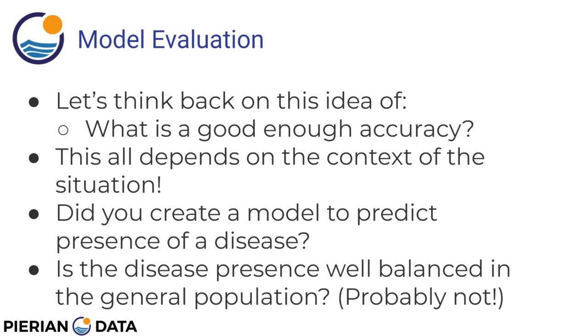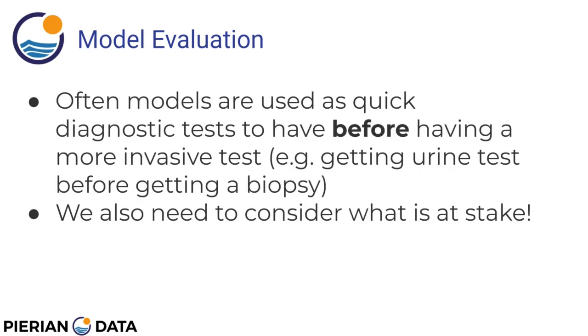There's probably not a disease where about half the population is affected and half is not affected. So we can already tell we're going to have an unbalanced class situation, which means we're going to have a precision recall trade-off. We should also keep in mind that often these models are used as quick diagnostic tests before having a more invasive test.